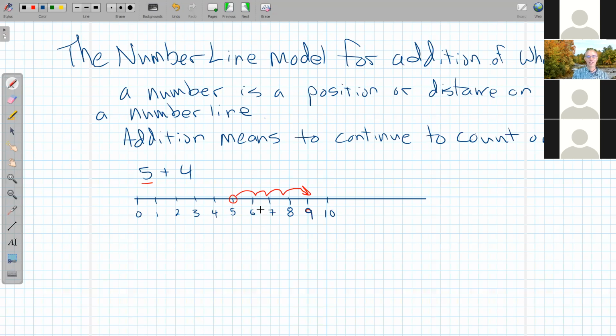Okay, anyway. So I count up from 5, my additional 4, and then there's my 9. So 5 plus 4 has to be 9.